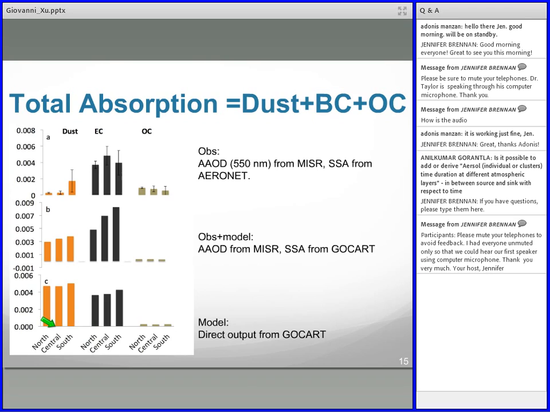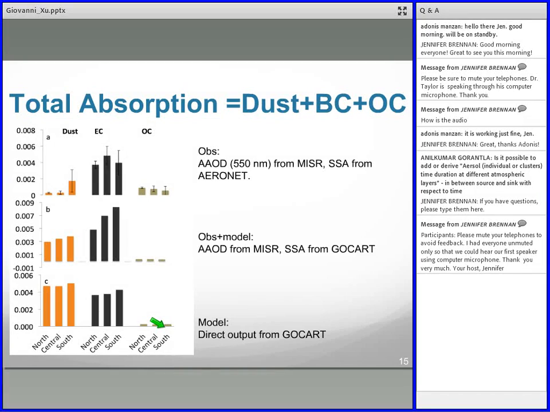The GEOS model actually overpredicts the dust contribution by quite a bit. The dust contribution to absorption is even larger than black carbon. And the organic absorption is entirely missed by the model. And actually, the fact that the organic carbon absorption is neglected by the model is not very surprising, because the experimental measurement of organic carbon absorption is just newly available.